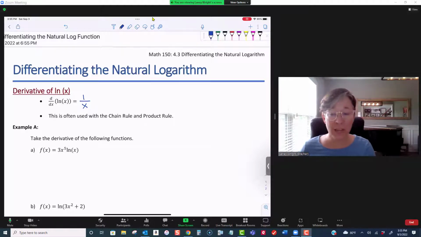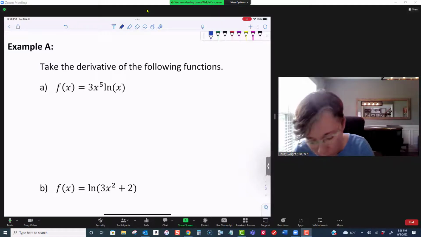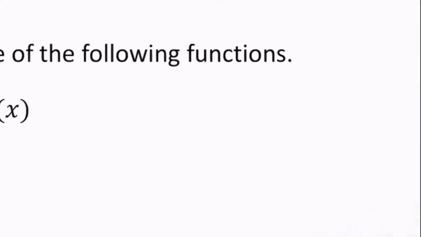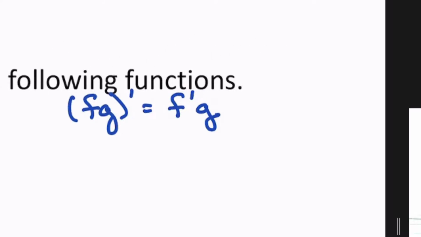So let's do some examples. In example A, we're taking the derivative of 3x to the 5th times the natural log of x. So again, we have a product here. And just as a reminder, if we have two pieces being multiplied and we want to take the derivative, like a function times a function, then we take the derivative of the first function times the second function as it is, plus the first function as it is times the derivative of the second function.